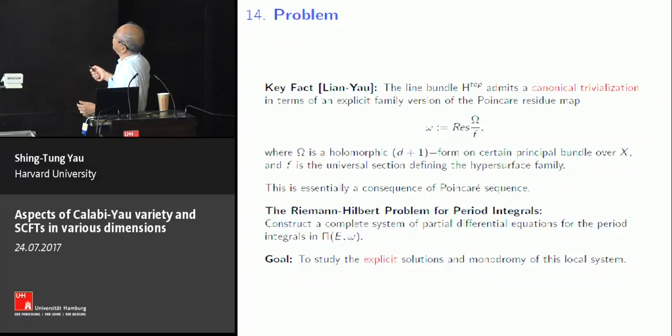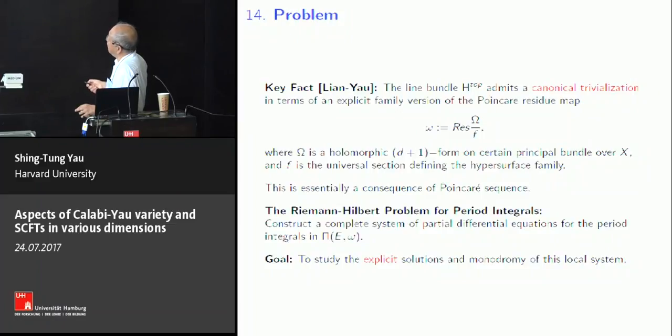But in this more abstract way, H top admits a canonical trivialization in terms of the explicit family version of the Poincaré residue map. So in the special case of the quintic, that was what I wrote down earlier. Omega is a holomorphic D plus 1 form on CP4, and then we take the residue of them. F is the previous writing that I wrote down, the universal section defining the hypersurface family.